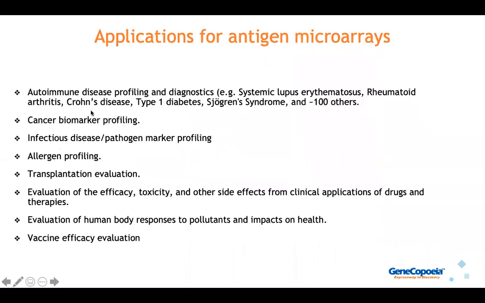So what are applications in general for antigen microarrays? Well, there are a number of them. Some of them are autoimmune disease profiling and diagnostics, and this is general, not specific for COVID. Cancer biomarker profiling, infectious disease or pathogen marker profiling, like we're talking about today. Allergen profiling, transplant evaluation, evaluation of the efficacy, toxicity, and other side effects from clinical applications of drugs and therapies, evaluation of human body responses to pollutants and impacts on health, and vaccine efficacy evaluation.